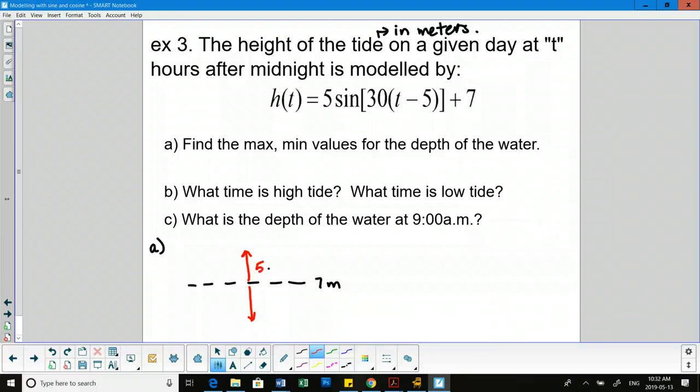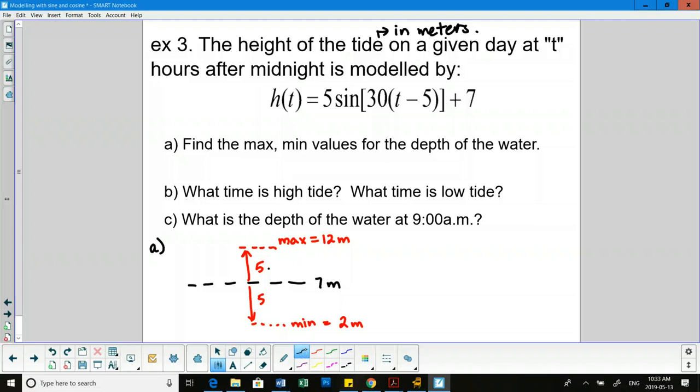5, yeah, it's going to go 5 up and 5 down. That's the amplitude. It tells us the distance from the middle to the max and middle to the min. So what is the max tide height? 12 meters. And minimum tide height? 2 meters. Really good. Awesome. So not much calculation needed with that, just using our common sense.